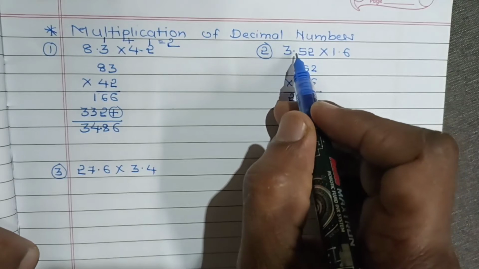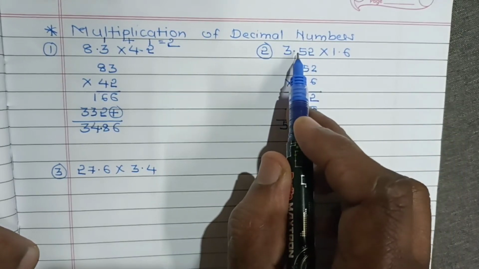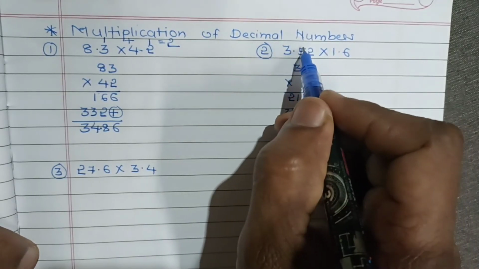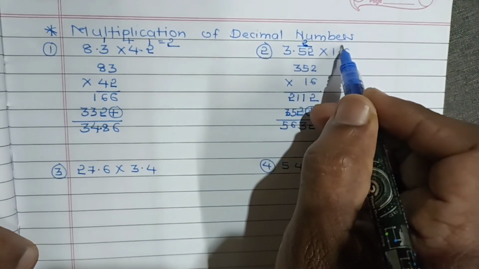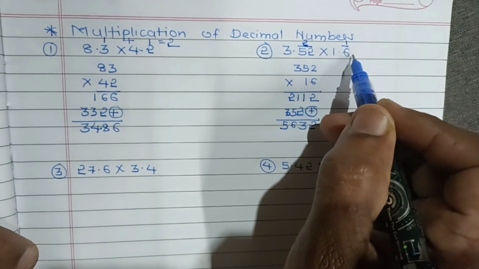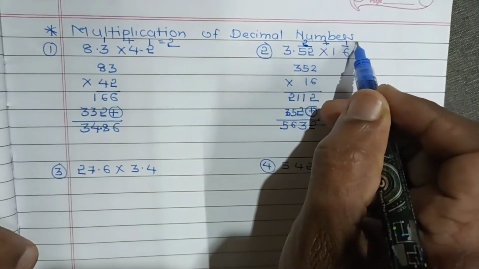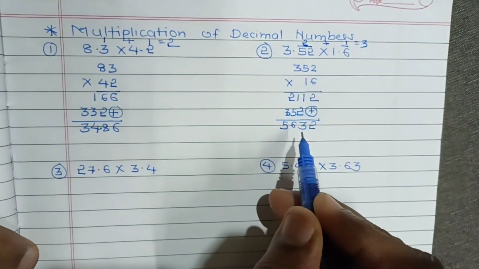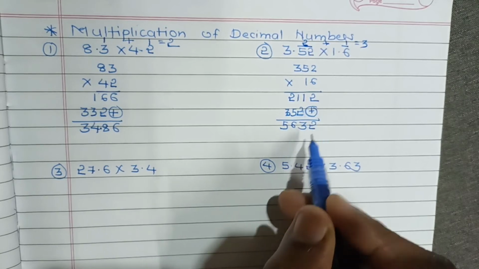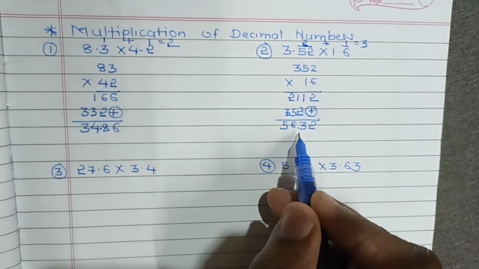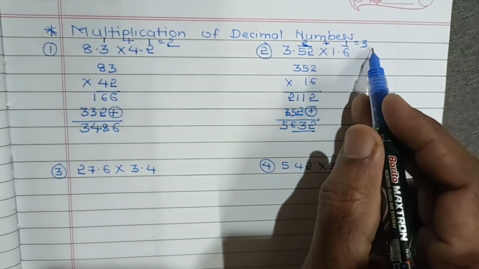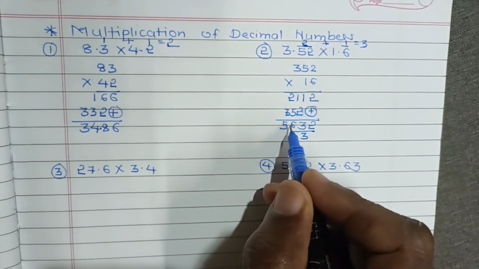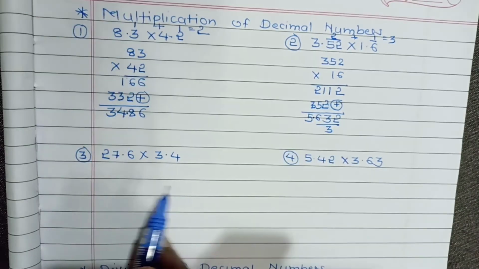Now you have to put the decimal point in between this number 5632. So you have to count the number of digits after decimal point. Here how many digits are there? 2 after decimal point. And here how many are there? Only 1 after decimal point. So 2 plus 1 is 3. So from back side you have to leave 3 numbers, 2, 3 and 6. 3 numbers you have to leave because here 3 digits are there, that's why. And put the decimal point here. Now let us solve the third one.